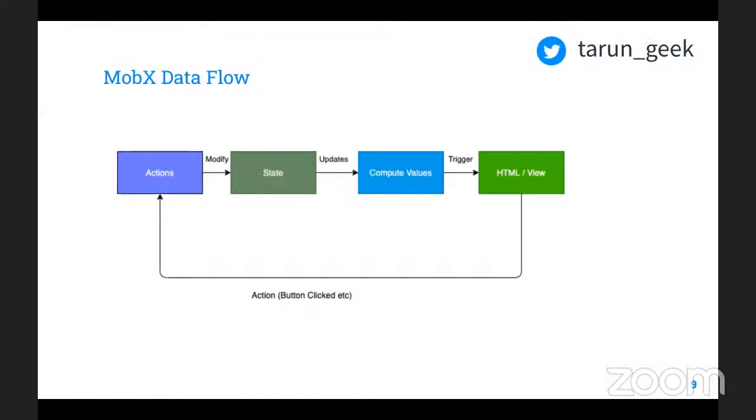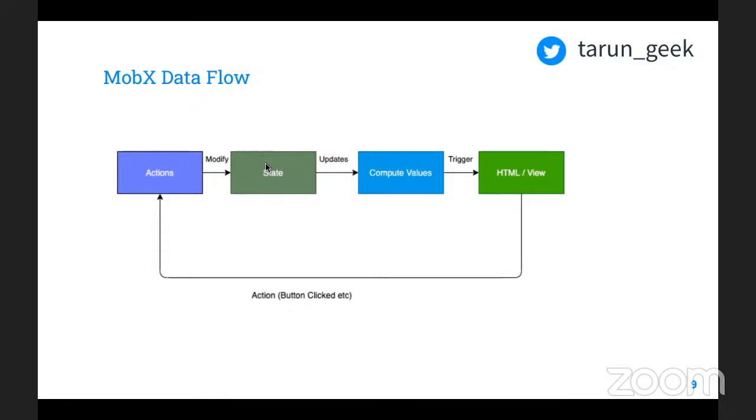Okay, so this is the data flow of MobX. What we do, we have all the actions. An action can be anything, like from your HTML, you click a button like submit form, or you hit an API like show me my data. Anything. The action could be anything. From the HTML or your React component, you trigger an action, and this action modifies your application state.